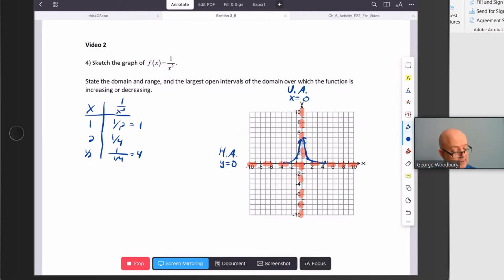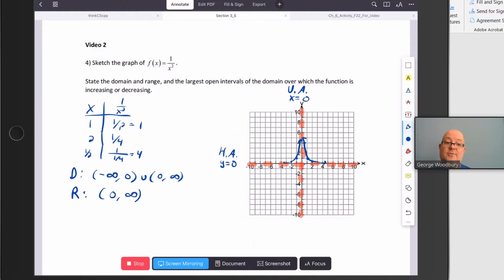The domain is everything except for 0. You can plug in any number you want except for 0. The range is a little different than the 1 over x function though, because not only doesn't it touch 0 for y, it doesn't drop below that either. So the range is just 0 to infinity.